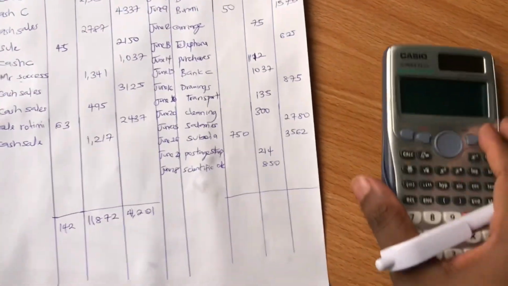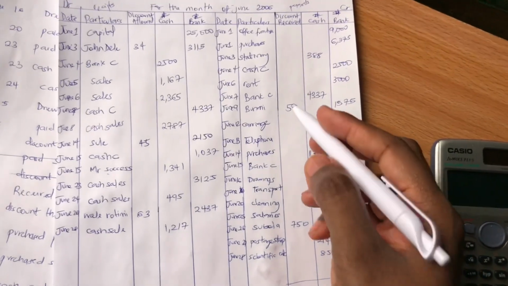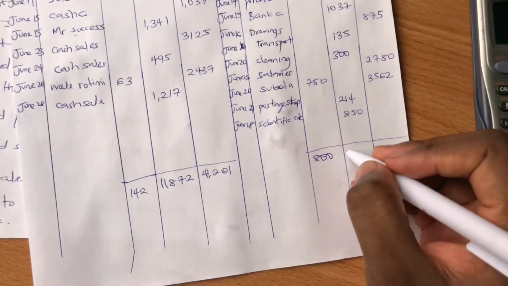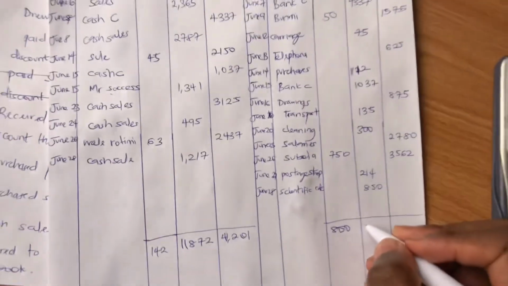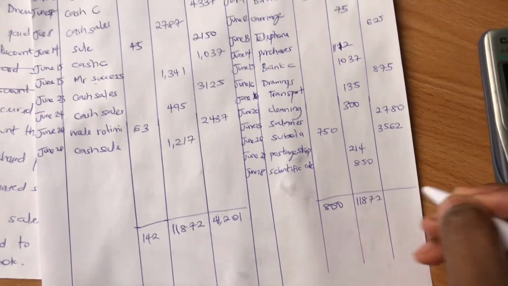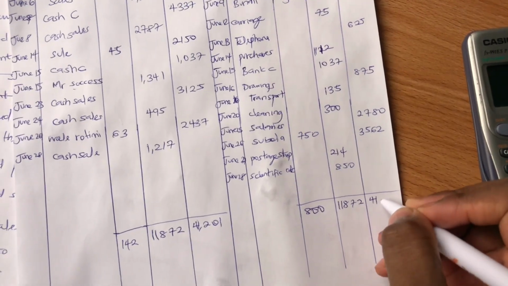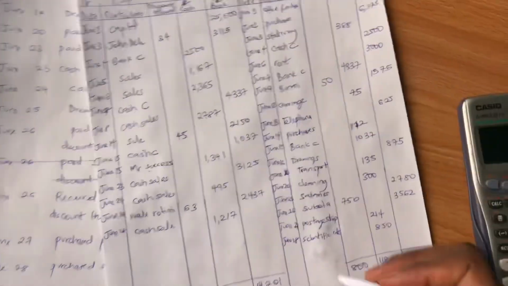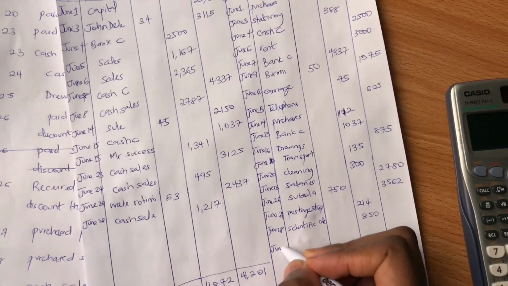So the discount received column is 50 plus 150, that's 800. I'm not using the cash column. I'm going to use this one on the debit side. Bank column, the one on the debit side as well. So we're going to find the difference. The difference will be the balancing figure, which will be at the end of June.